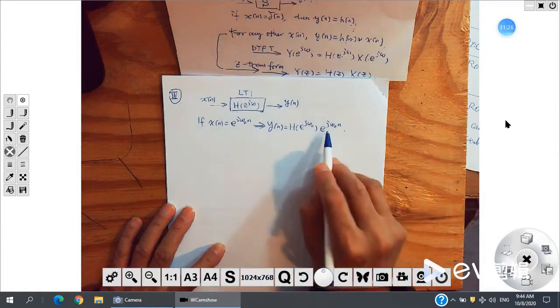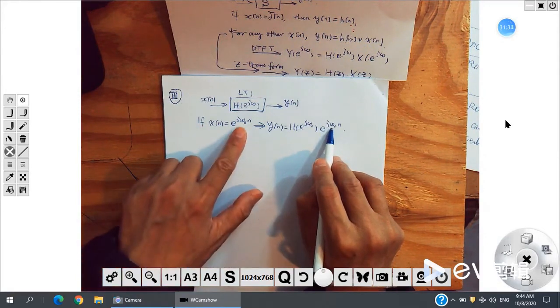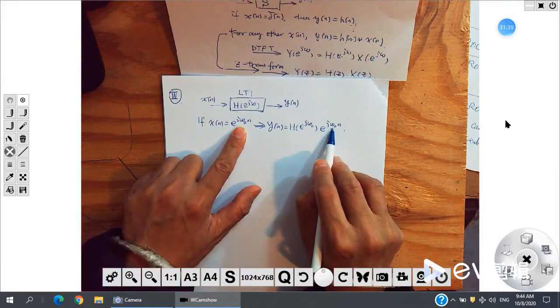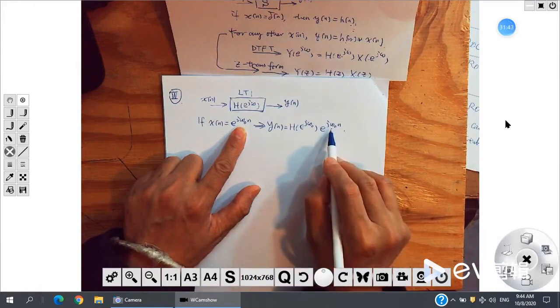We have omega 0 here, but this omega 0 is not a variable. This is a fixed frequency. The fixed frequency depends on the input. Yes, you can choose different values, but it is a fixed value, not a changing variable. Make sense? Don't confuse these two.